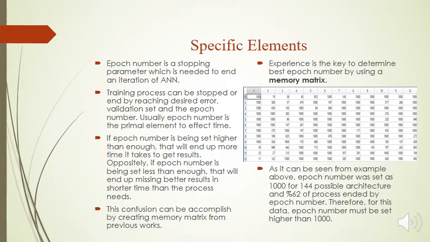As can be seen from the example above, the epoch number was set as 1000 for 144 possible architectures, and only 62% of the processes ended by the epoch number. Therefore, for this data, the epoch number must be set higher than 1000.